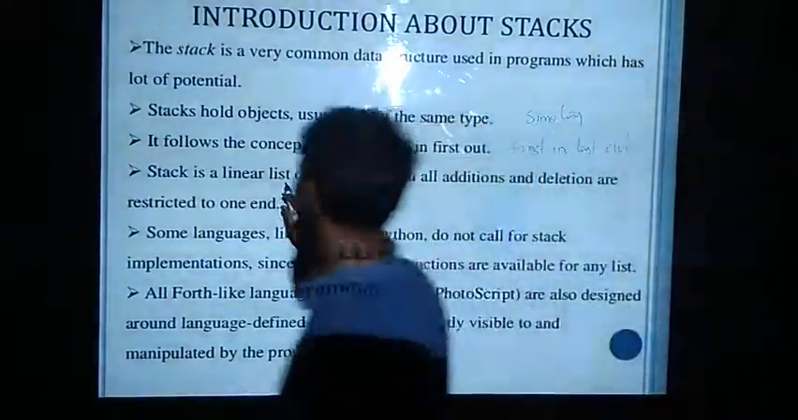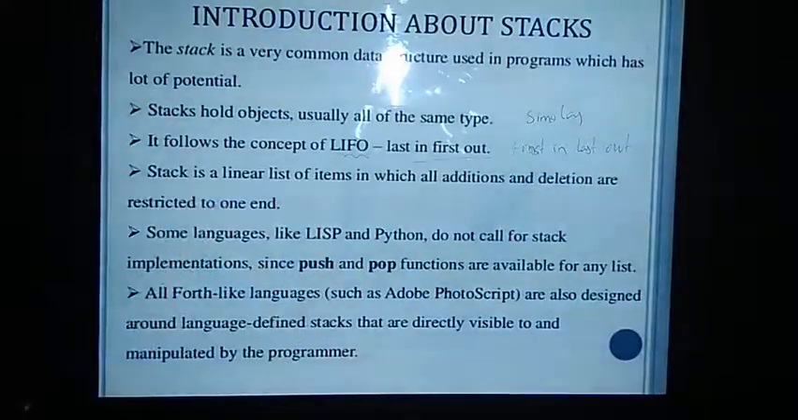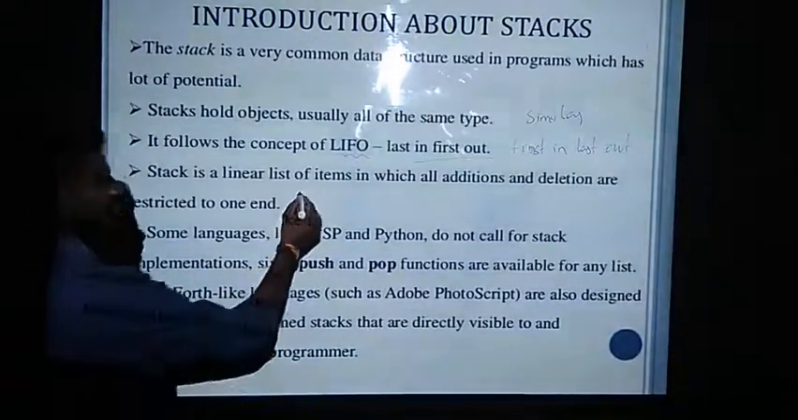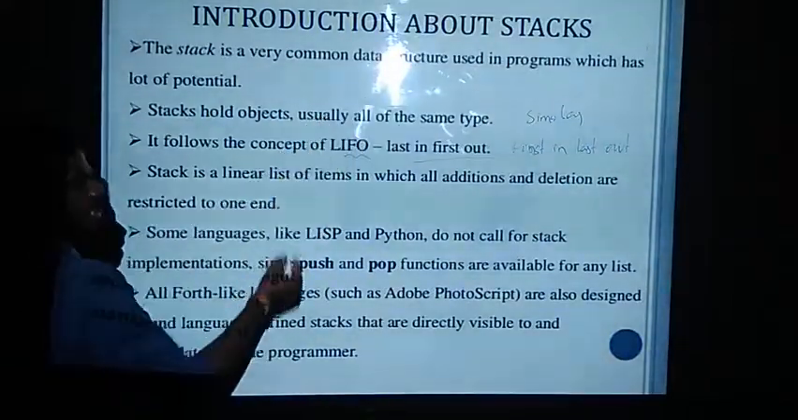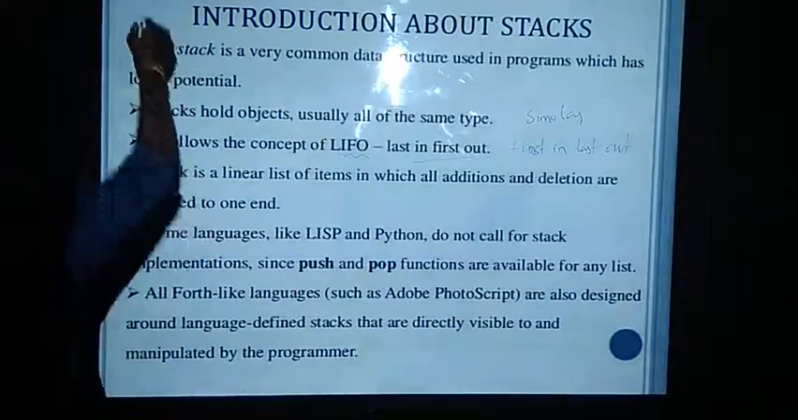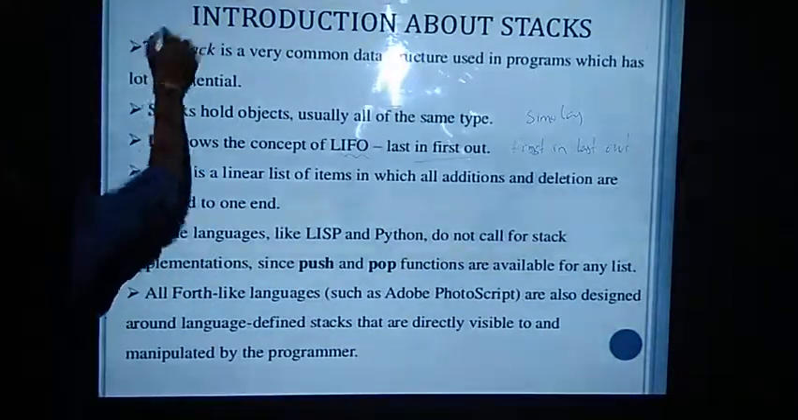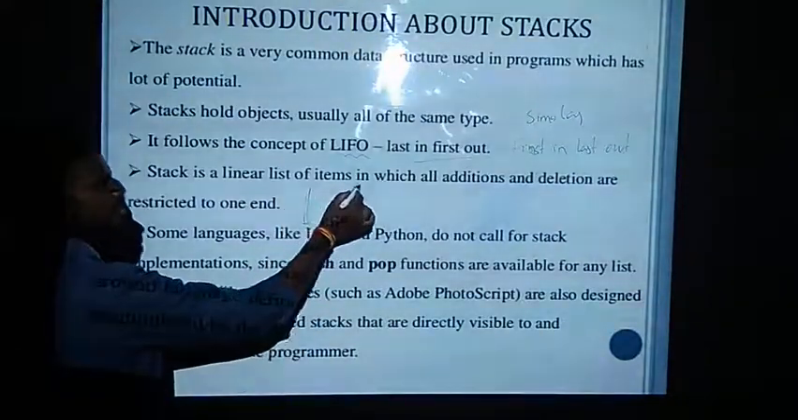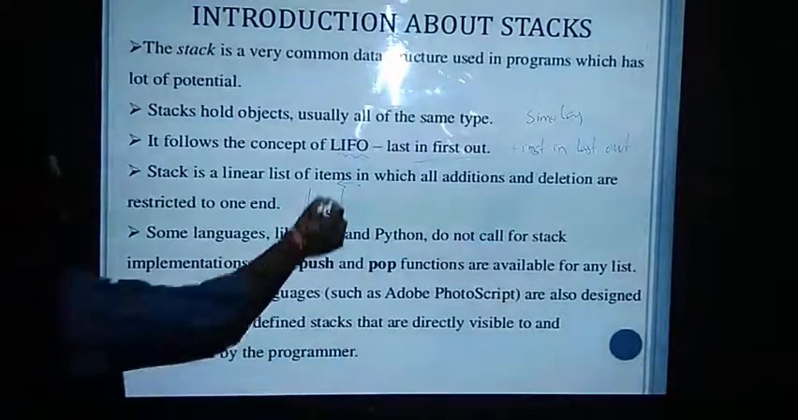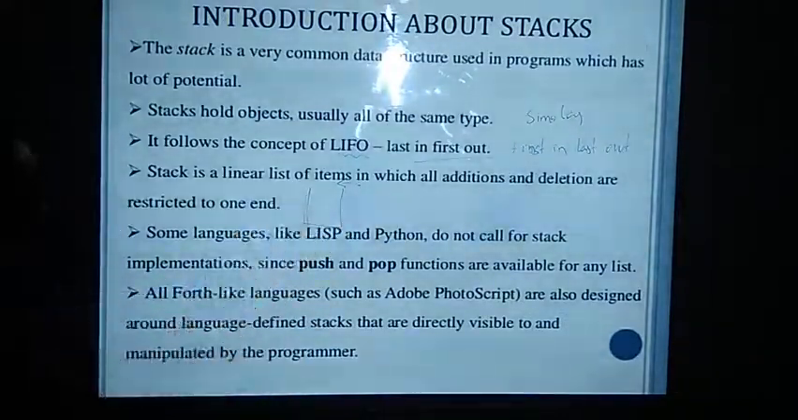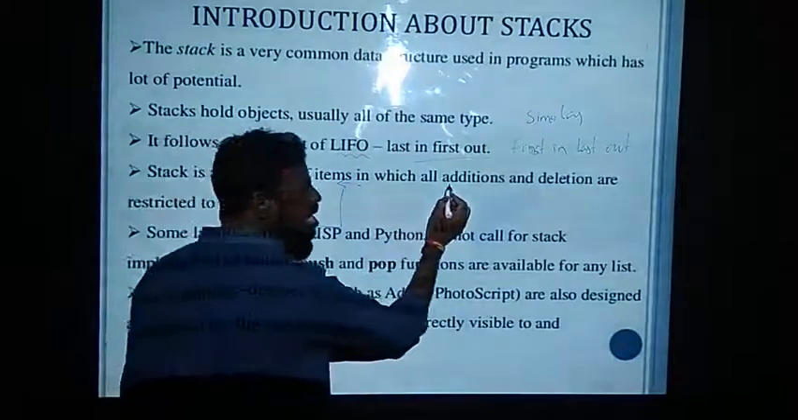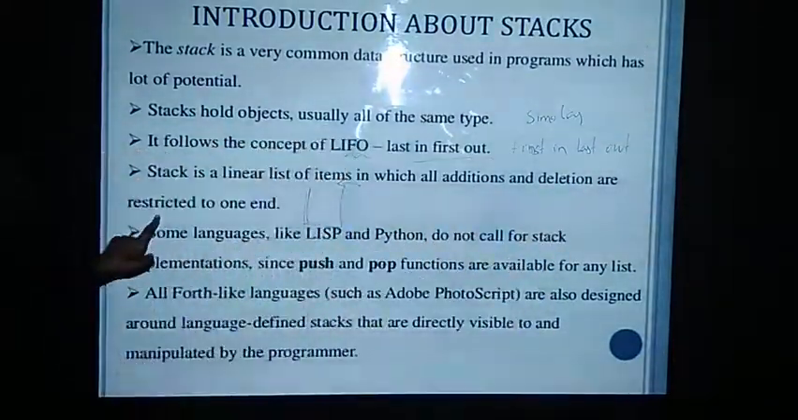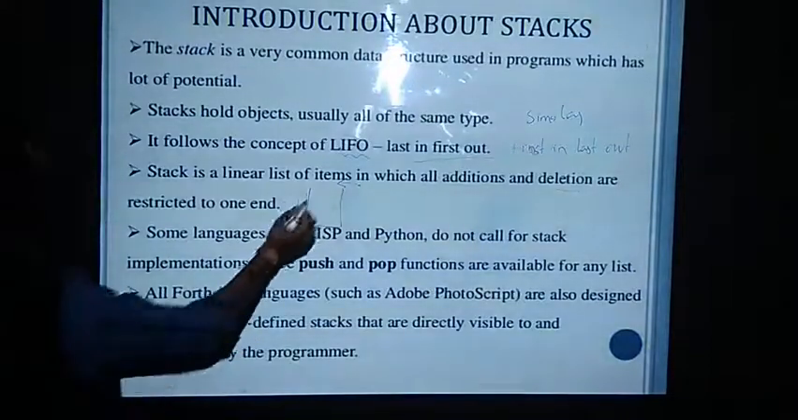A stack is a linear list of items in which all additions and deletions are restricted to one end. If you are storing the data elements in your stack data structure, we are going to store the elements like this. Consider this is a container. Then we will have an end point here. From this end only we will be inserting the elements and deleting the elements. That is what they are saying: addition and deletion of the elements are restricted to one end point.